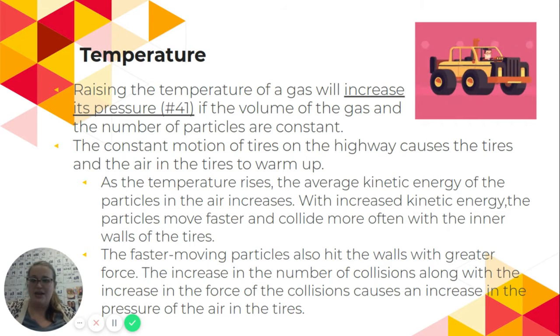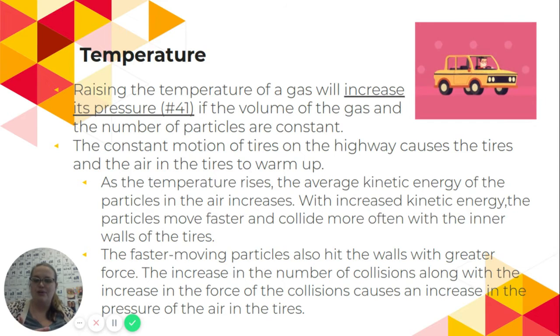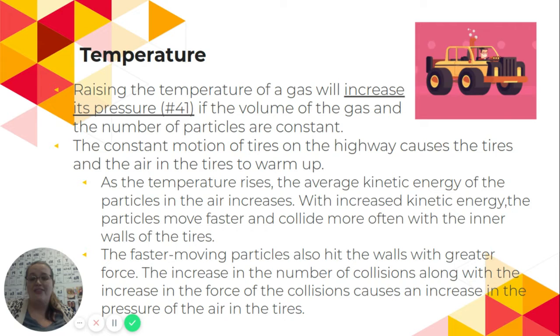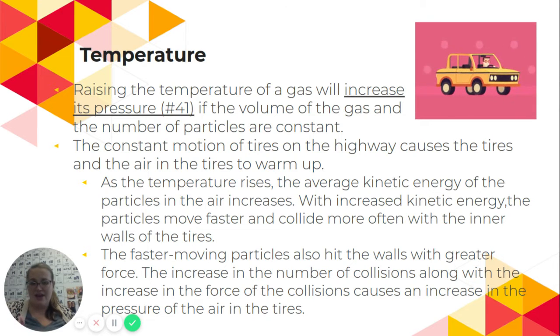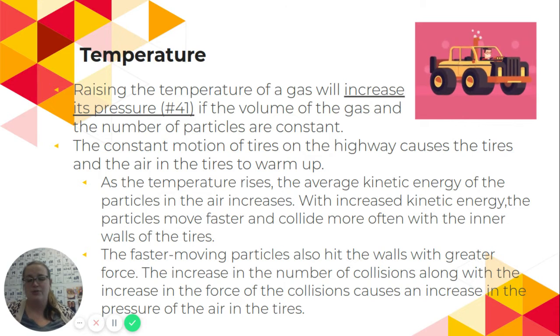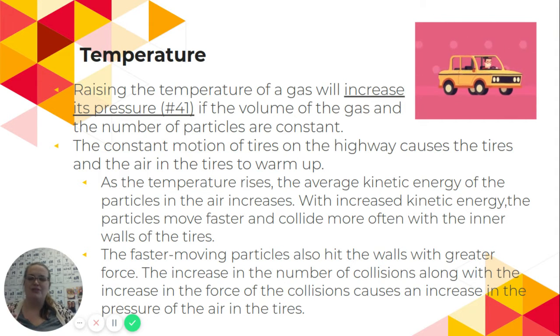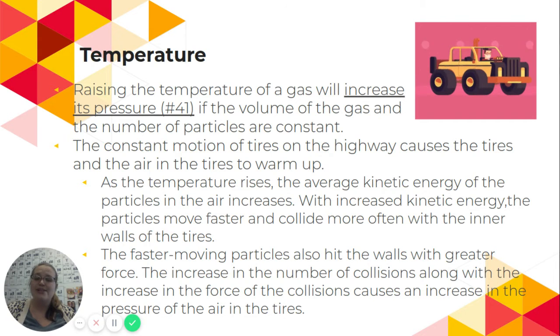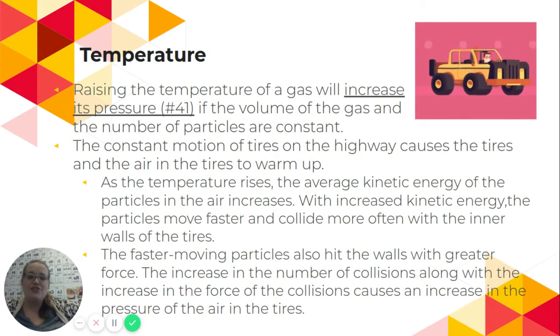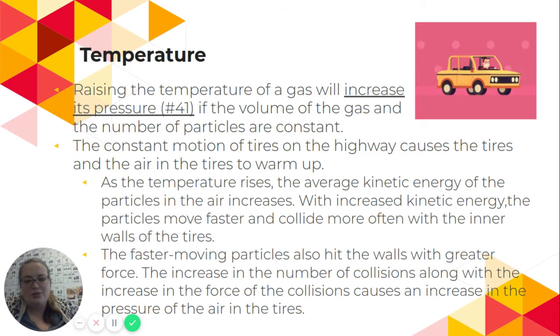This is number 41. If you raise the temperature of a gas, and the volume of the gas and the number of particles are kept constant, it's going to increase the pressure. The constant motion of tires on the highway causes the air in the tires to warm up. So this is an example of temperature. As the temperature rises, the average kinetic energy of the particles in the air increases. With increased kinetic energy, the particles will move faster and collide more often with the inner walls of the tire.